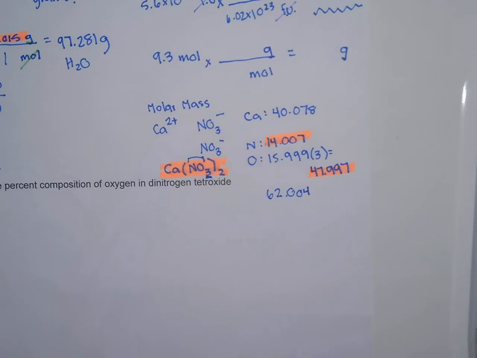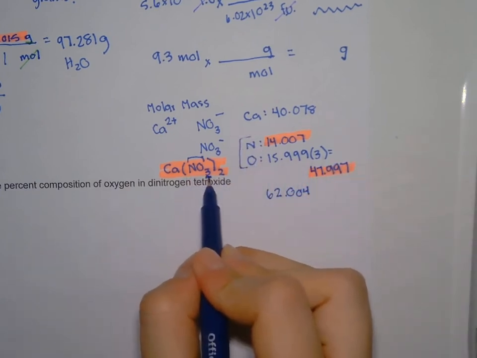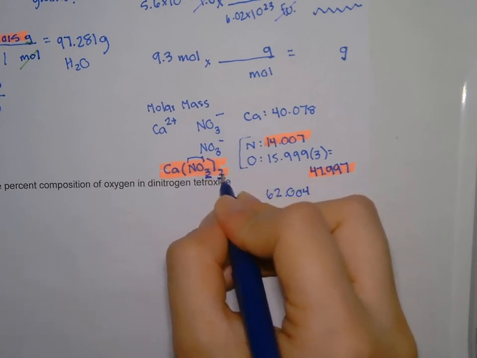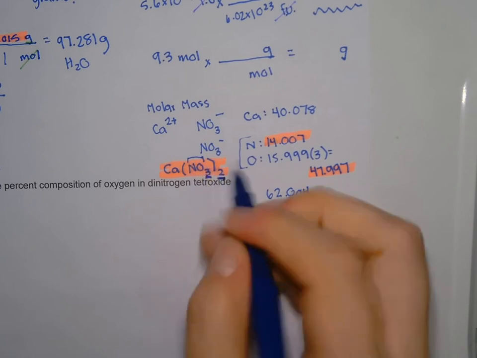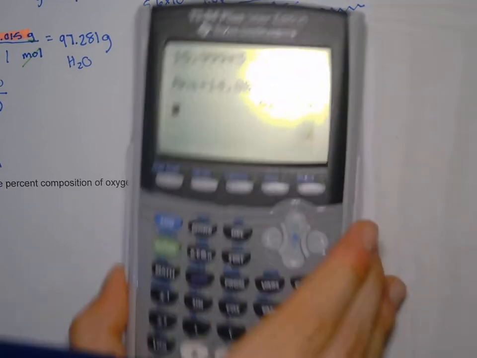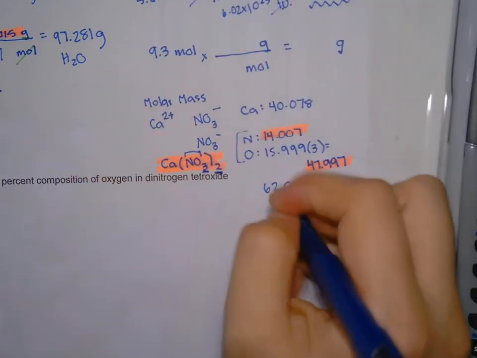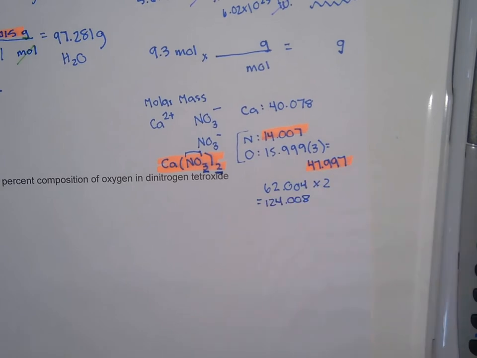Okay, and now you're like, cool, we're done. We found the molar mass. But no, remember, we only found NO3. We still have to multiply this number by 2 because of this subscript. This subscript is telling you that there are 2 polyatomic ions of nitrate, so we have to multiply this number by 2, and that is 124.008. And you're like, cool, we're done.